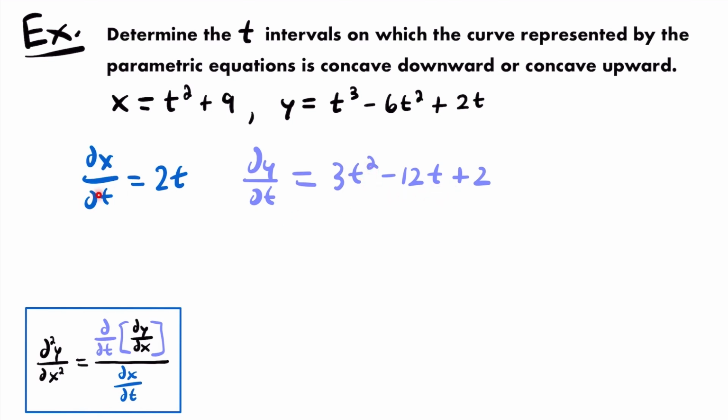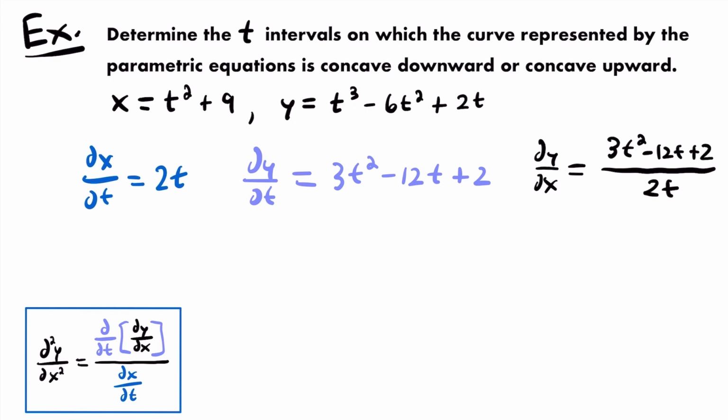Okay, and so now that we have dx dt and dy dt, we can find our first derivative, dy dx. That will be equal to dy dt divided by dx dt. So we'll have 3t squared minus 12t plus 2 divided by 2t. All right, and so this is our first derivative, dy dx, and we can use this to find our second derivative. But before we do that, we can simplify this a little bit to make it easier to differentiate with respect to t in order to find that second derivative, because currently we would need to use the quotient rule to take the derivative of this because we have an expression with t divided by another expression with t.